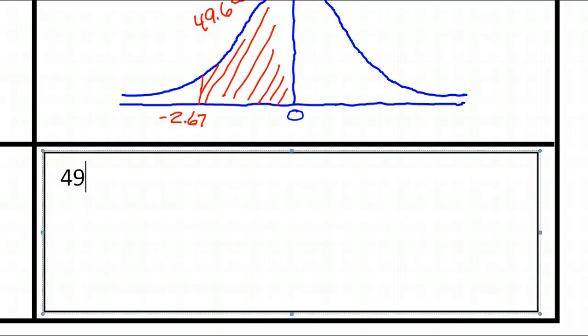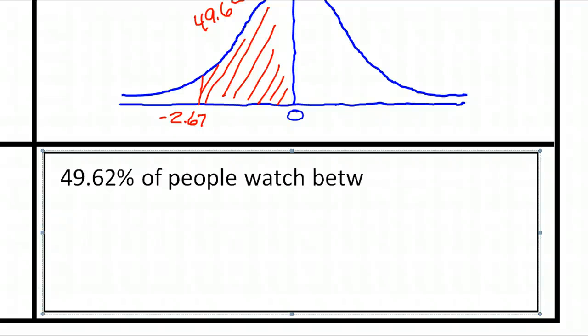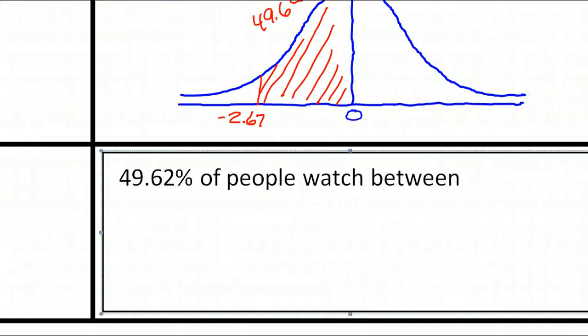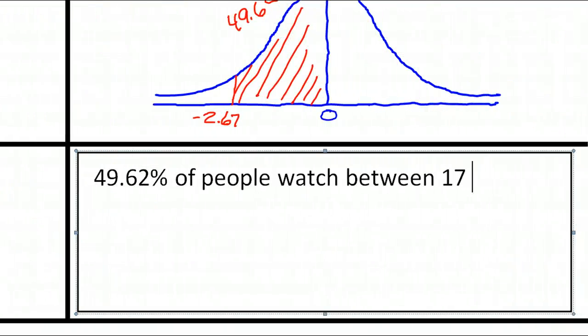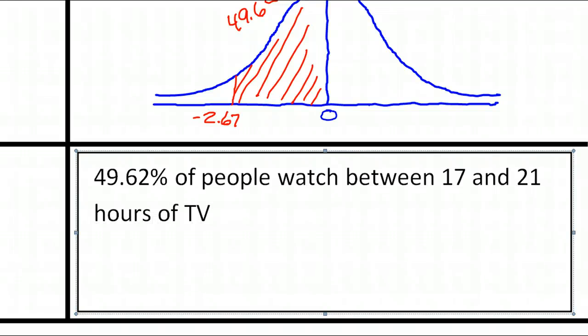So 49.62% of people watch between 17 and 21 hours of TV per week.